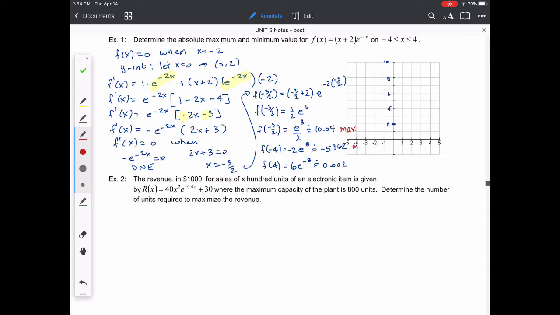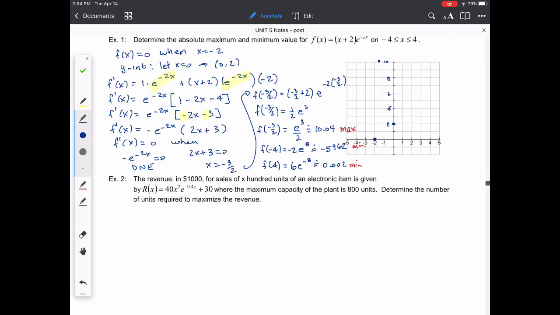So we can see in this case here that this value here will be our max. This will be a minimum point, and that will be a minimum point. If I were to sketch out the curve, we have an x-intercept, which was negative 2, which I forgot to put in the beginning. We have our maximum point, which is negative 3 halves and 10.04, so it's slightly off the chart.